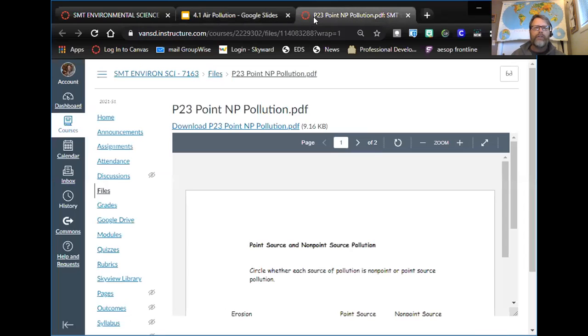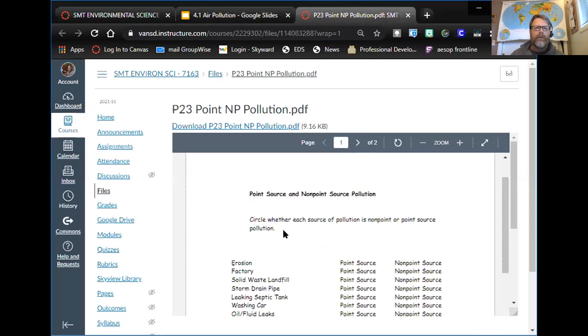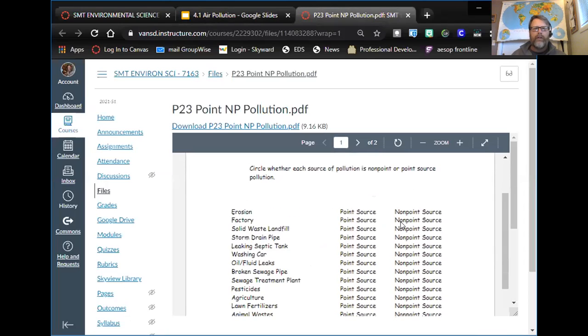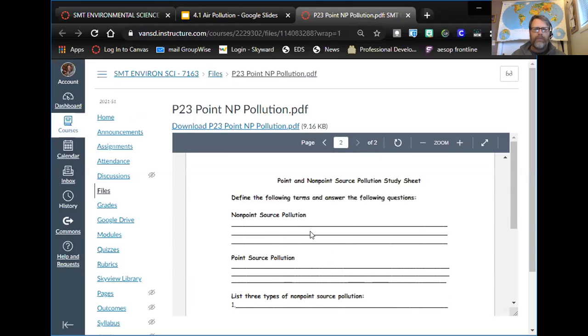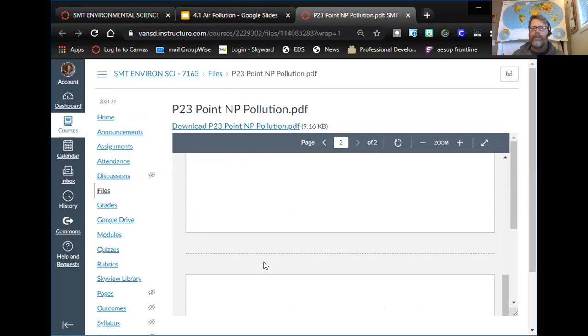Okay, so let's finish this off by looking at the assignment here. As you see, you're going to say whether each source of pollution is a non-point source or a point source. This is actually one of those great assignments to do on the computer because you can just grab your digital highlighter and say erosion. Erosion's everywhere, so it's non-point source. Factories are in very specific places, so that is going to be a point source. And you keep going down, whether it can be spread out or whether it is in a very specific spot. Okay, and you're going to answer all those questions, and then you're going to write a very short list here.